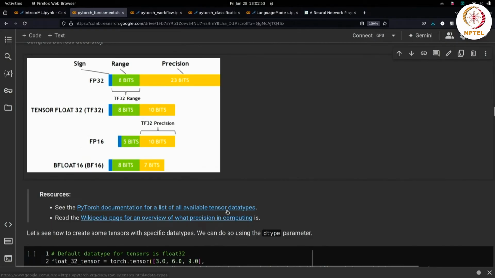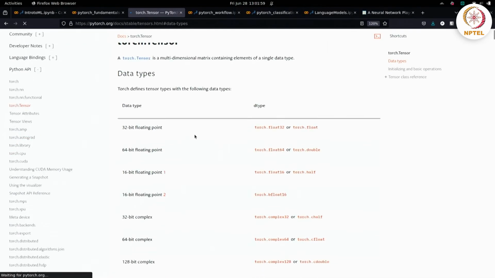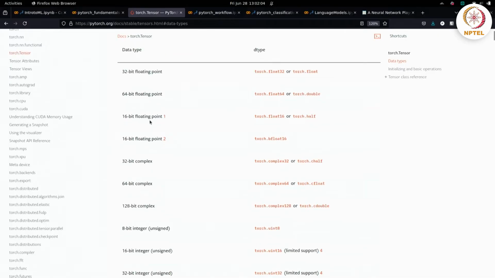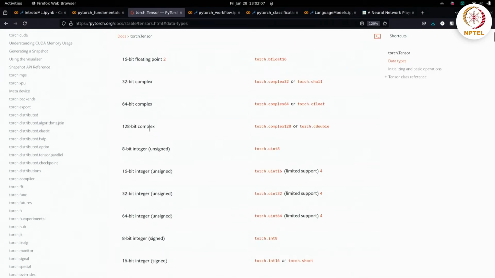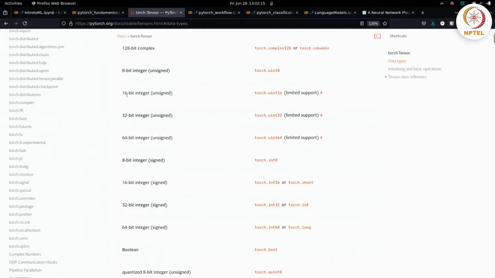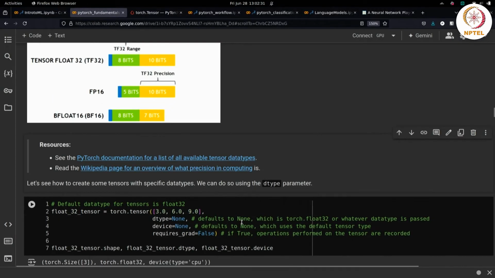And you can go to this particular link and find out what the different data types are that you can create in PyTorch. 32-bit floating point, 64-bit floating point, 16-bit floating point. You can create a complex number, you can create integers using 8-bit, 16-bit, 32-bit. The difference between 8-bit or 16-bit is the range that you can represent using this data type, right? It would be smaller if it is 8-bit, and larger if it's 32 or 64-bit. That's the only difference, right? And this would give you a comprehensive list of data types that you can create in PyTorch.